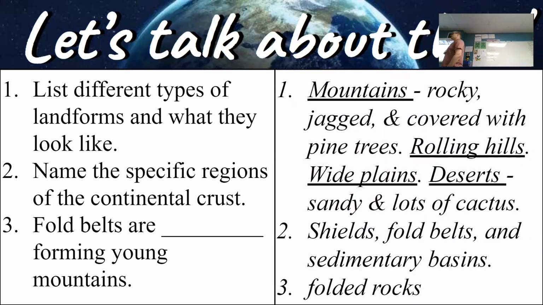So number 2, I think it was Elijah, you said shields? Yep, so shields, fold belts, and sedimentary basins. So those are the specific regions of the continental crust. You're going to need to know those 3: shields, fold belts, and sedimentary basins. For number 3, fold belts are folded rocks, and those help form mountains.